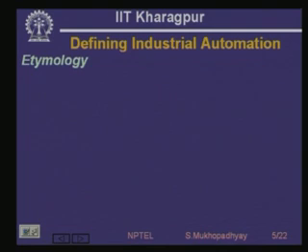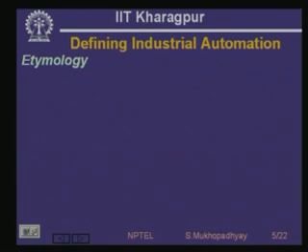Now, before we actually plunge into the lesson, let us first of all define industrial automation. And my experience says that a very good way of defining anything is to go to a good dictionary and try to find out the meanings of the words which constitute the term. So, let us look at the etymology of the name industrial automation.